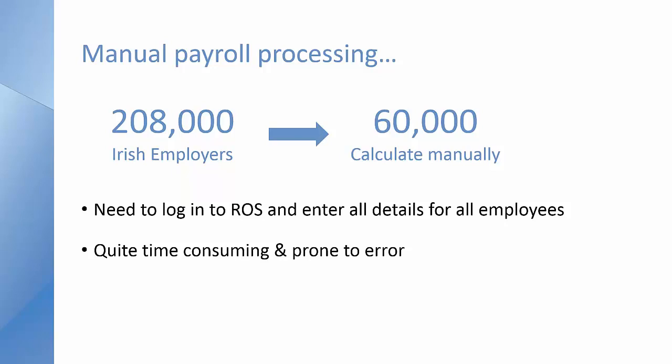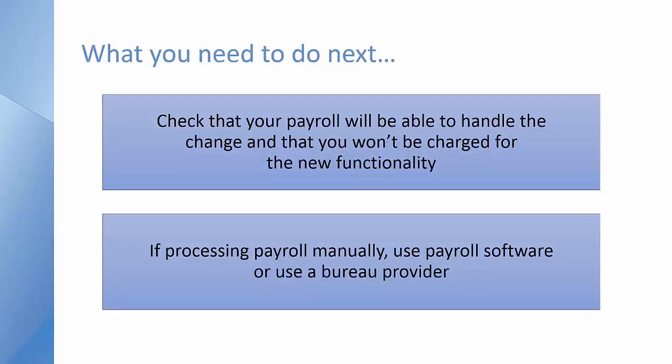This facility in ROS will only be available for employers with 5 or fewer employees. In addition, these employers will need to check for updates of tax credits and cut-off points before processing each and every pay run. All of this will obviously be quite time-consuming and prone to error. Therefore, it should become apparent to these employers that they should either be using the services of a payroll bureau or that they should use payroll software.